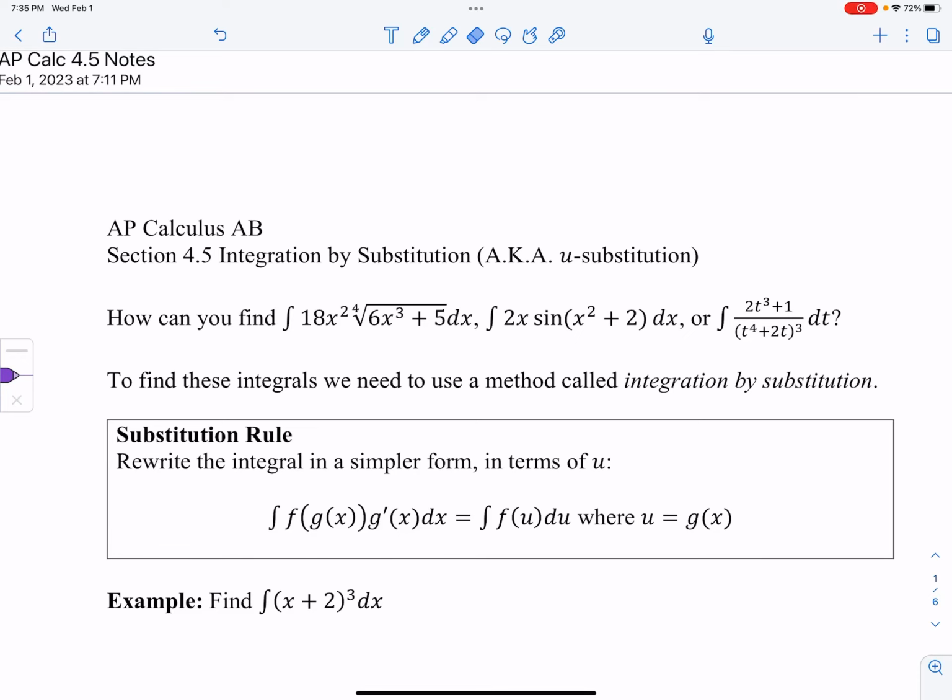Hi there, so this video is section 4.5, which is the last section in chapter 4, and we are going to be looking at another method of integration, so adding to our integration toolbox, and this is integration by substitution, which is also known as performing u substitution.